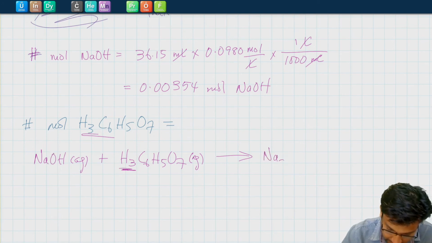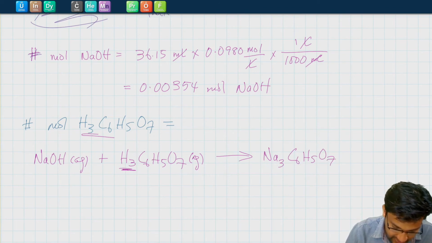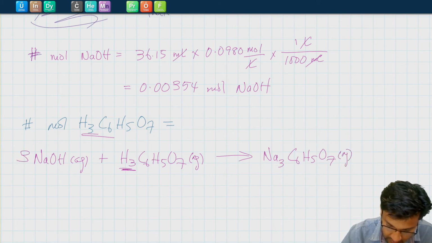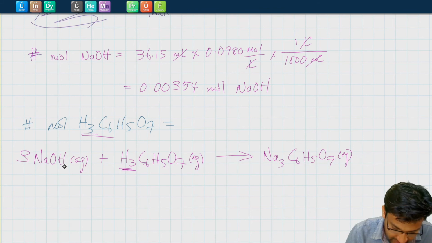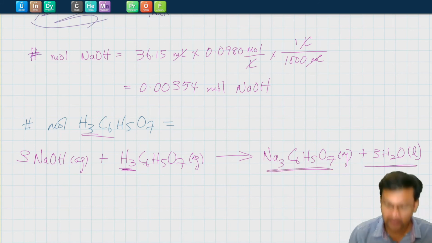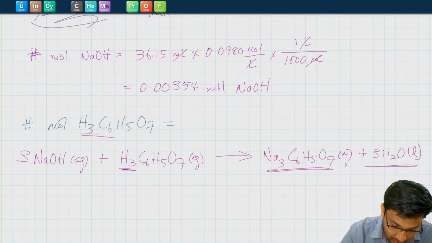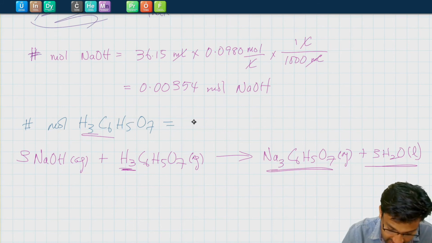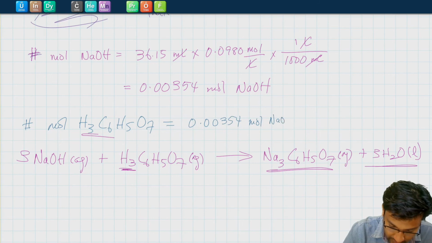So we have Na3C6H5O7, and since we needed 3 sodiums, let's just make that 3 NaOH. And then we have 3 OH minus, 3 H plus, so that will give us 3 waters. Again, this is our salt, this is our water, that's our acid-base reaction. All right, so to figure out the number of moles of acid, we started with 0.00354 moles of NaOH. And according to this equation, for every 3 moles of NaOH, we only have 1 mole of our acid.